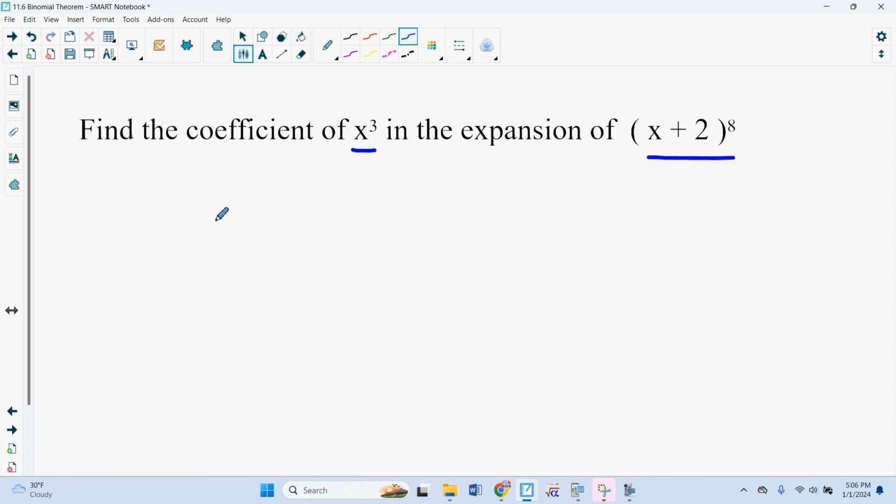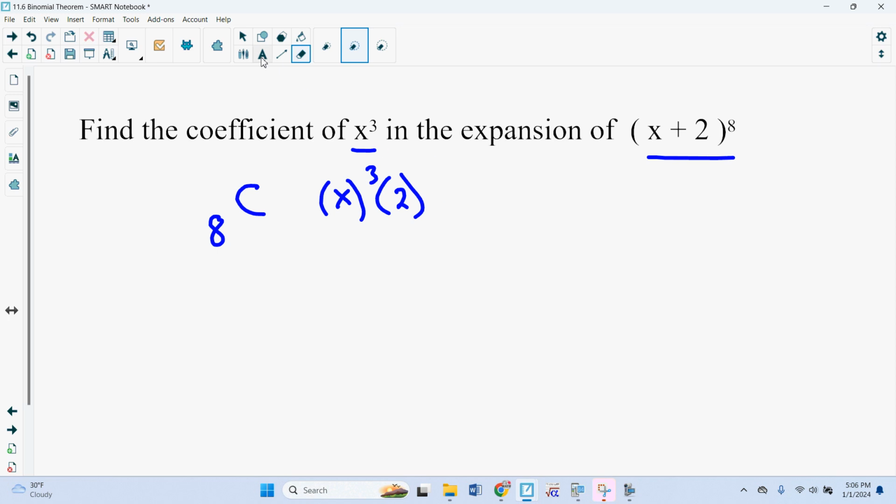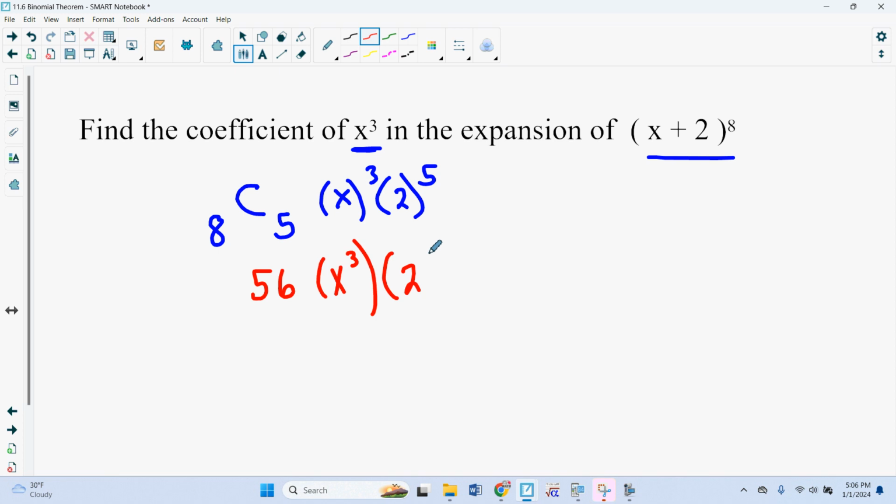So in my case, I am going to do this by 8c5 x cubed 2 to the 5th. Now, how did I know this? In some ways, you could think of it this way. If I was going to write this out and I want to find the x cubed term, this is going to be x cubed 2 to the 5th, because I know those have to add up to 8, and then this exponent on the b is the same as right here. So 8c5, if I put that in the calculator, I get 56. x cubed 2 to the 5th. If I combine those, I get 1792 x cubed.